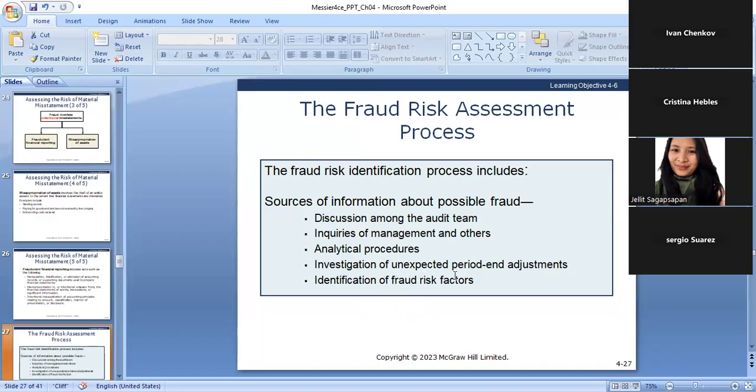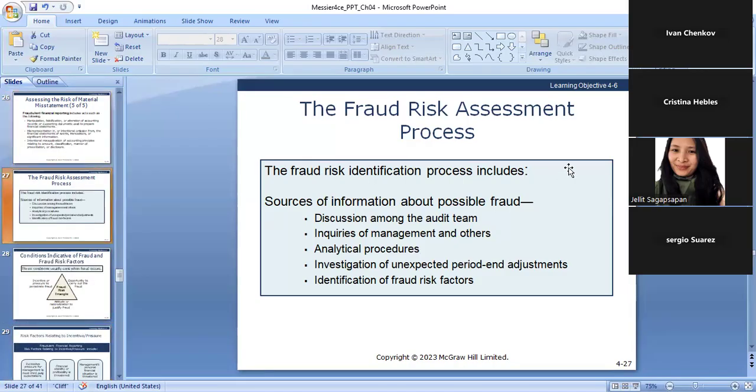Investigation of the unexpected period-end adjustments. So you chase, did this happen during the close of the year end, or somewhere in the middle of the year? And identification of the fraud risk factors. Then you have to identify, is this related to a nonexistent vendor? Is it related to a nonexistent customer? How often does this customer exist, and all those different identifications that you have to do. That's with the fraudulent activity.